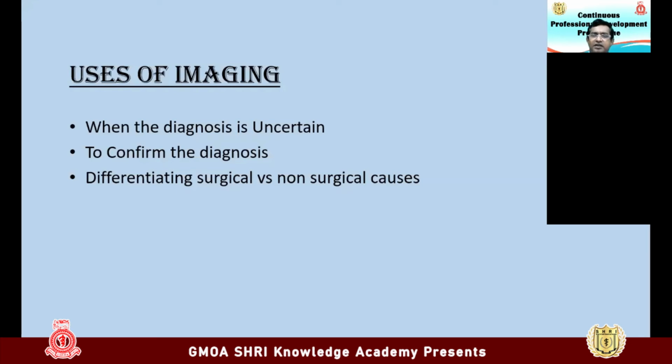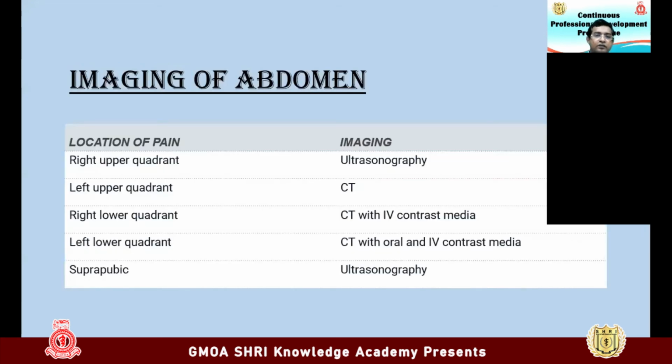So the basic imaging we have is radiography, so X-rays, ultrasound scan, and in certain centers, CT and MRI. So imaging of the abdomen. There are some values of certain imaging modalities, and depending on the pathological process, the value changes. So for example, right upper quadrant. Basically for the biliary pathologies, ultrasonography is more useful.